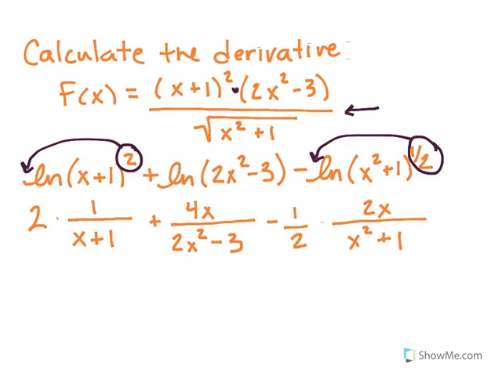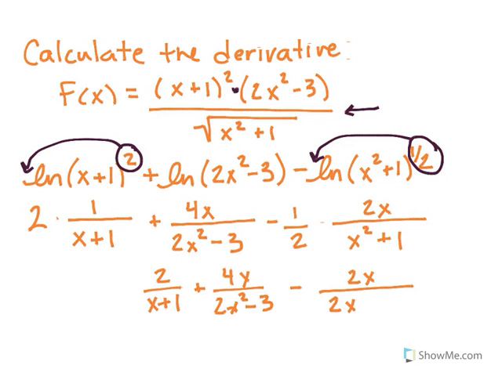So now we have a lot of cleaning up to do. So this becomes 2 over x plus 1 plus 4x over 2x squared minus 3 minus, oops, that's not a 1. 1 times 2x is 2x, and then 2 times the denominator is 2x squared plus 2.